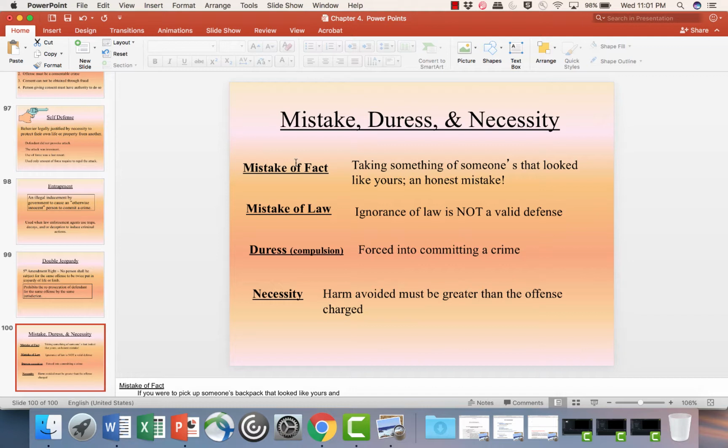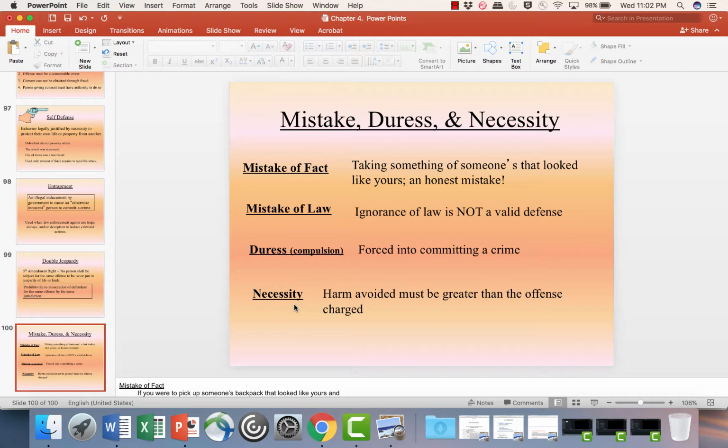Mistake is simply saying, oh, gosh, I didn't know it was yours. It was an honest mistake, or a mistake of the law. Gosh, I didn't know. You go to a different country, you don't know the speed limit. You go to a different state, you don't know their laws. Ignorance of the law is not a valid defense, so this is not something the law would look at kindly. Duress, saying that you were forced into committing a crime, really has to reach a pretty high level to be a viable defense for why you did what you did. And necessity is that the harm avoided must be greater than the harm that your offense was charged for.